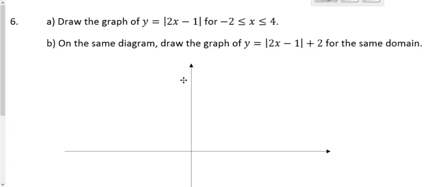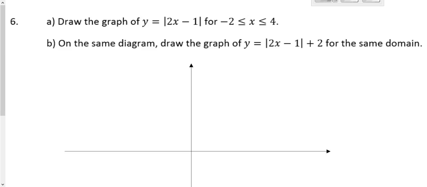Okay, let's look at number 6, the last problem on your review. Part A says to draw the graph of y equals the absolute value of 2x minus 1 for the domain -2 to 4. And on the same diagram, draw the graph of y equals the absolute value of 2x minus 1 plus 2 for the same domain. Okay, so we have an x and y axis.